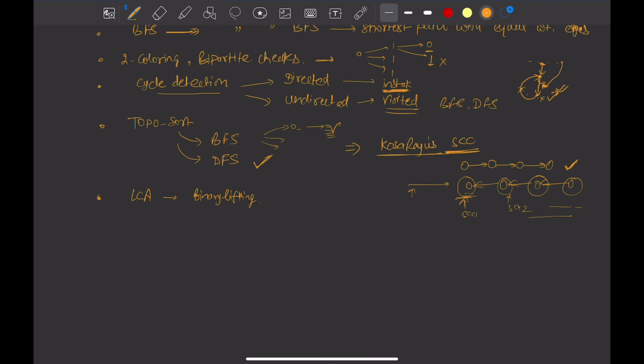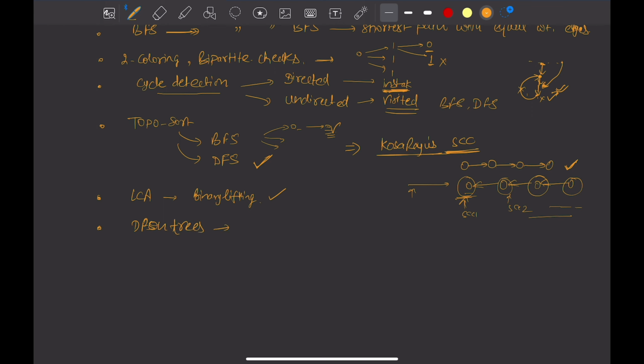Binary lifting. Yep. The lowest common ancestor or the path between any two nodes, these kind of things. After this, so LCA is simple. After this, I solved the problems on DP on trees.